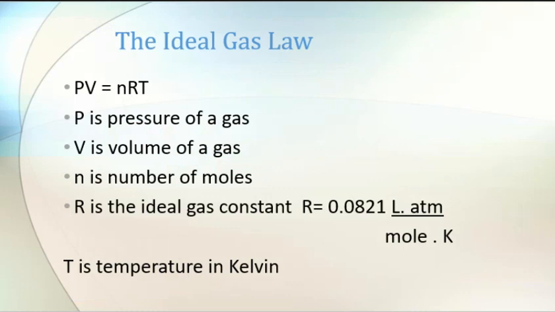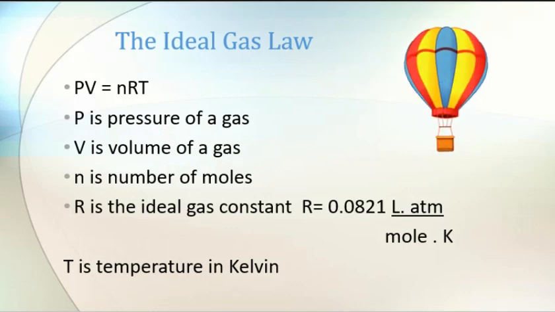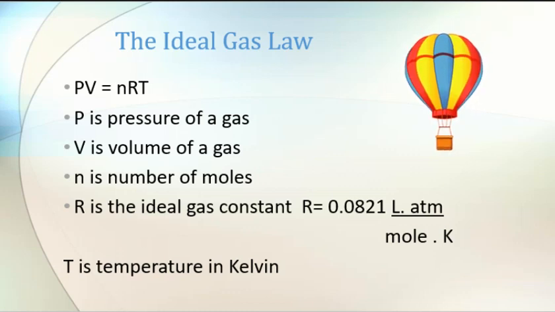In the ideal gas law, P is pressure, V is volume, n is moles. Here is R. R equals 0.0821 liters atmosphere over mole K. Wow. Not confusing. Temperature in Kelvin, of course. So this is going to be our ideal gas law, and we use this when we have the conditions of an ideal gas.